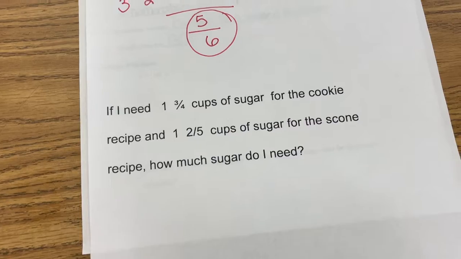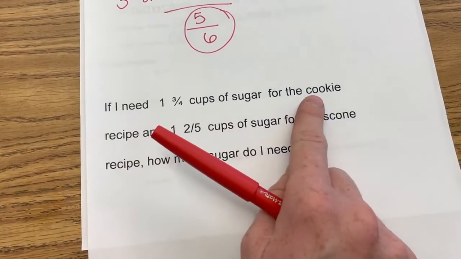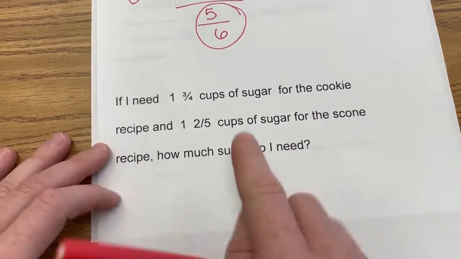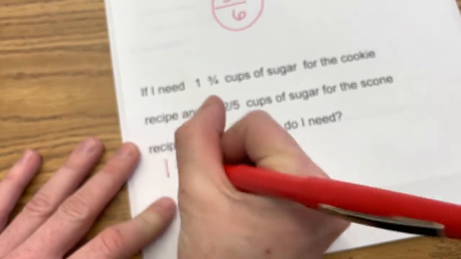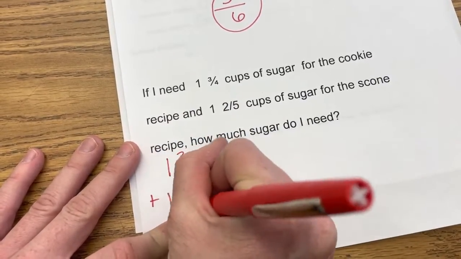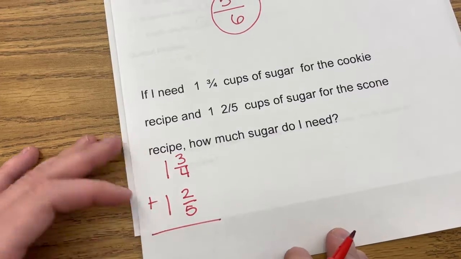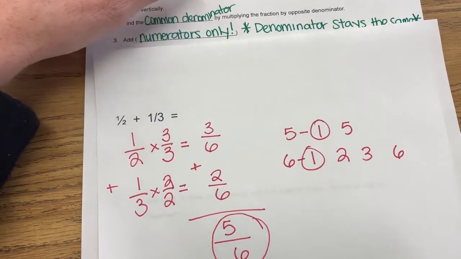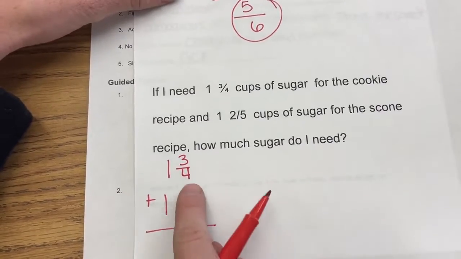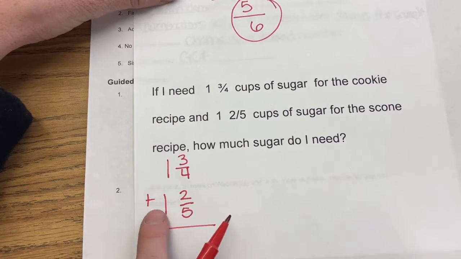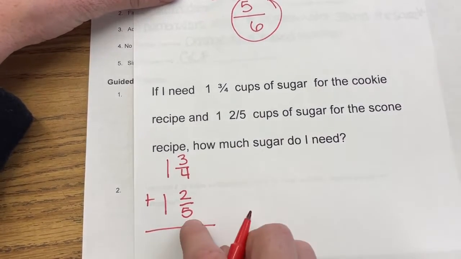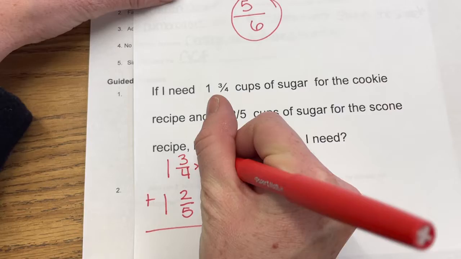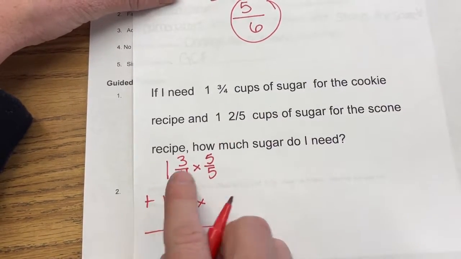Next problem. If I need 1 3/4 cups of sugar for the cookie recipe and 1 2/5 cups of sugar for the scone recipe, how much sugar do I need? So 1 3/4 plus 1 2/5. I did step number 1, I set it up vertically. Step number 2, find a common denominator by multiplying the fraction by the opposite denominator. Right now we're just looking at these fractions. We're going to ignore the whole numbers for now. So the opposite, 4 and 5. I'm going to multiply the 4 by 5 over 5. And I'm going to multiply the 5 by 4 over 4.